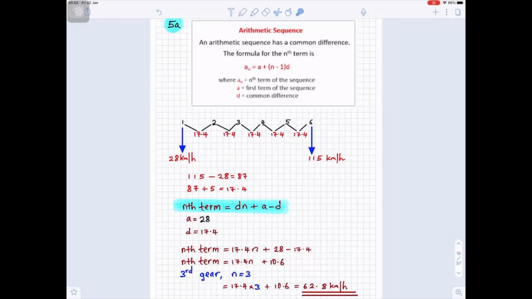Now for the third gear, n is 3. So we substitute n is 3 in there. So 17.4 times 3 plus 10.6. That gives us 62.8 kilometers per hour. And that is for the third gear.